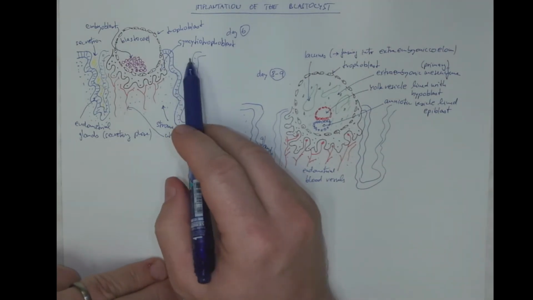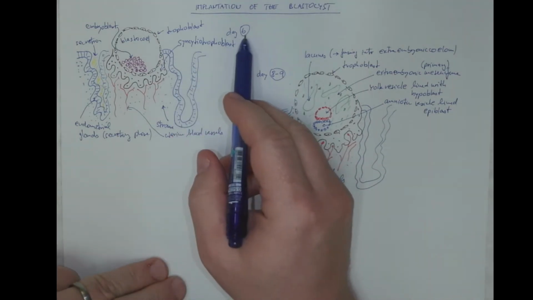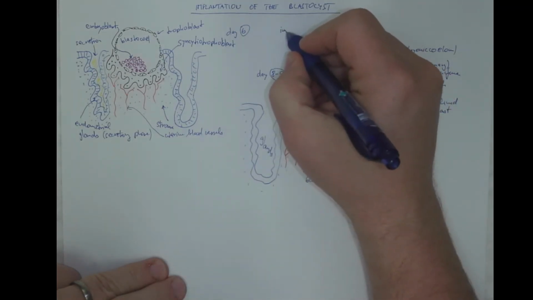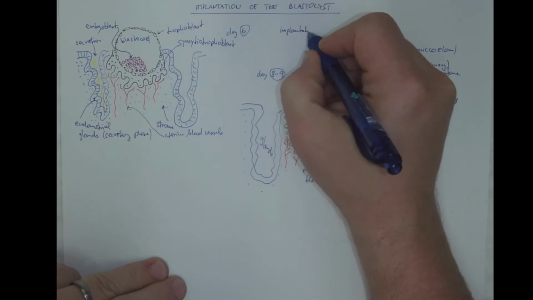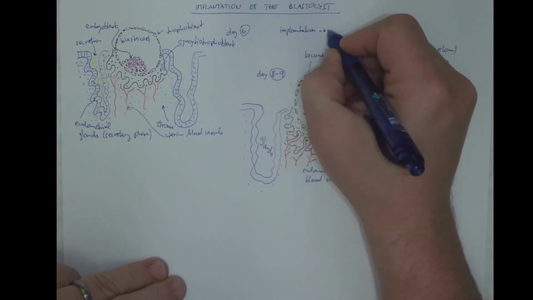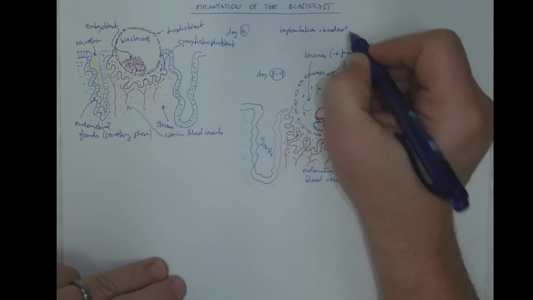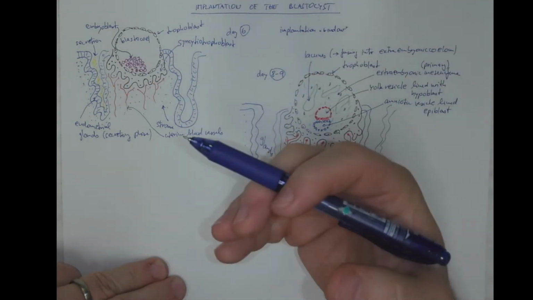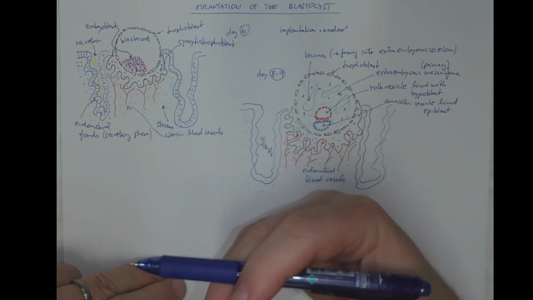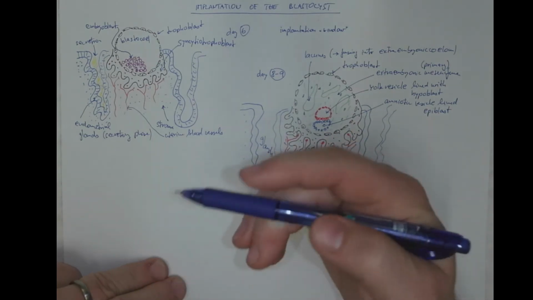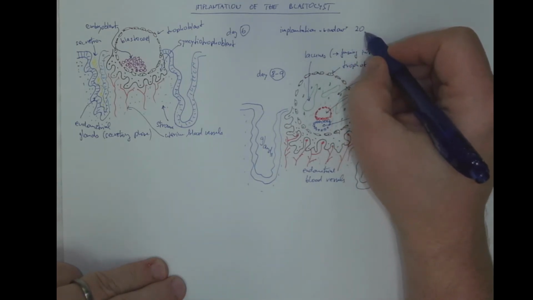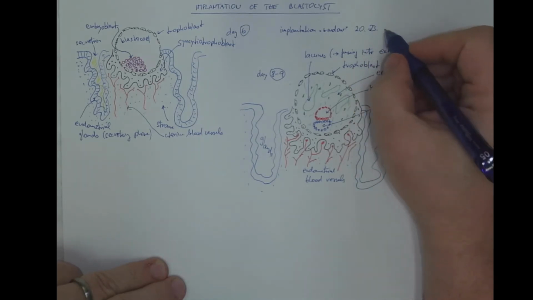The implantation starts on day 6, which fits the so-called implantation window. That's the time interval when the endometrium is receptive. It's prepared and able to implant the blastocyst. This implantation window ranges between day 20 to 23 of the menstrual cycle.